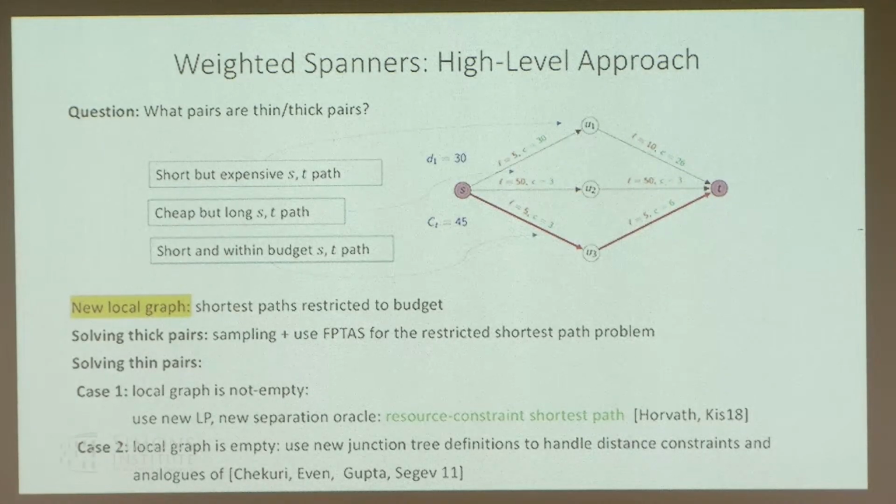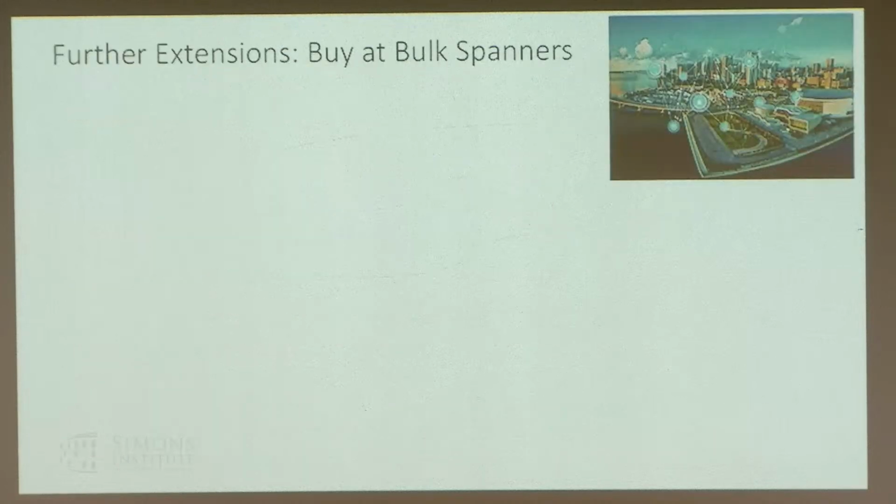And we need to reprove the junction tree approximation results of Chekuri et al. for these new graphs. Okay, so now I'm moving to the last generalization of spanners.